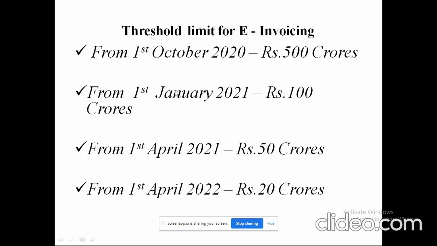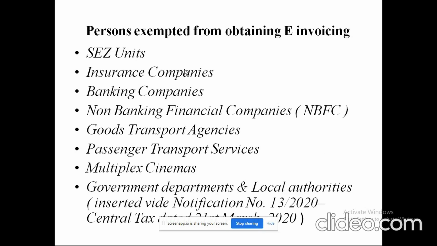These persons are exempted from obtaining e-invoicing. First one, SEZ units. Second one, insurance companies. Third one, banking companies. Fourth one, non-banking financial companies known as NBFC. Fifth one, goods transport agencies. Sixth one, passenger transport services. Seventh one, multiplex cinemas. And the eighth one, newly inserted vide Notification Number 13/2020, is government departments and local authorities.